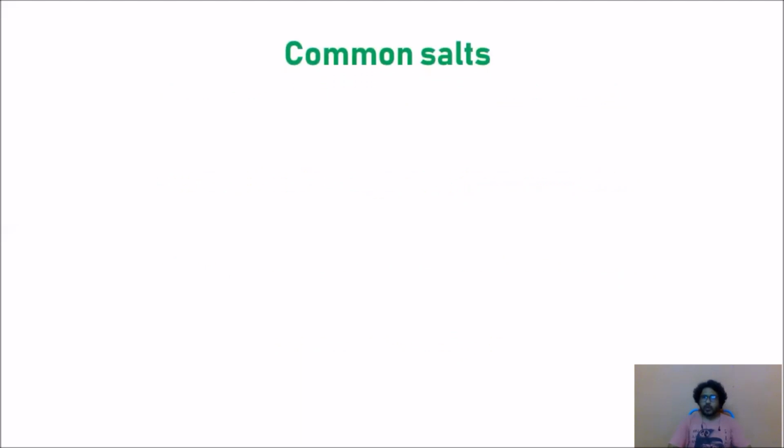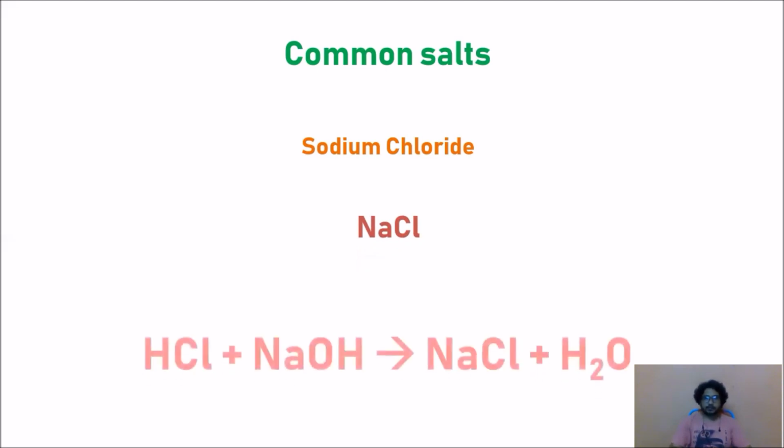Now, common salts. We know what is meant by common salt. It is sodium chloride. Sodium chloride is also known as common salt because we are using this salt every day for cooking, right? It is a common purpose, common salt. What is the chemical formula of sodium chloride? It is NaCl. Na is sodium, Cl is chlorine, combines together to form sodium chloride.